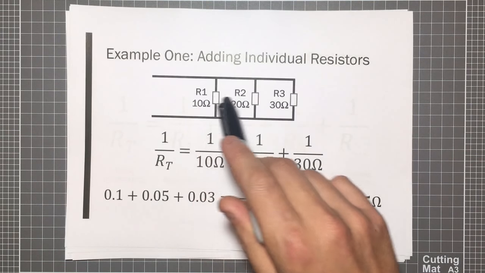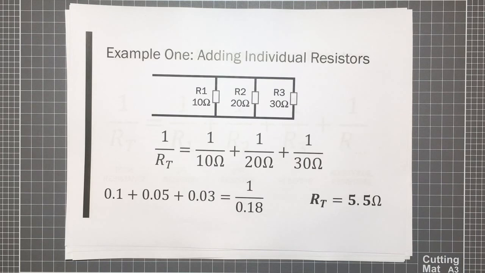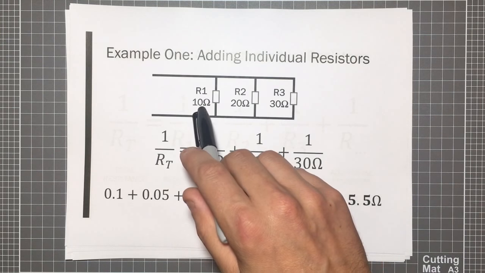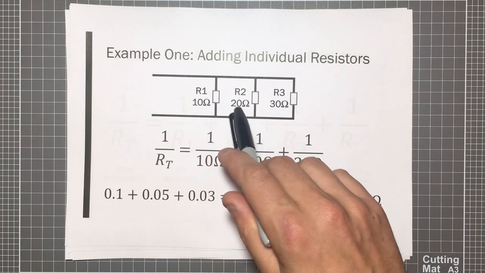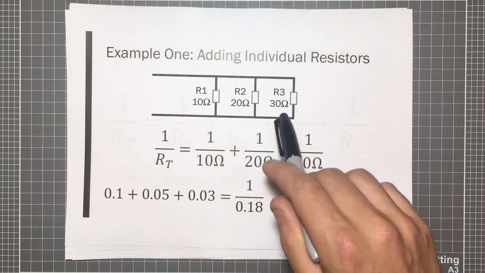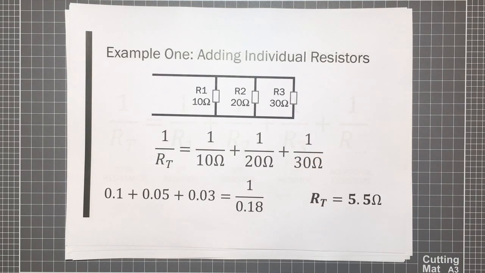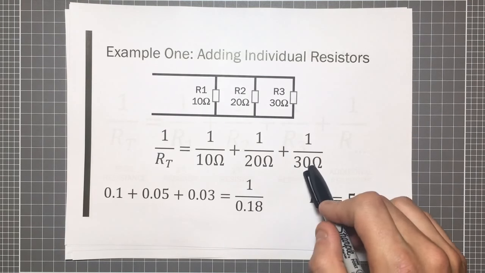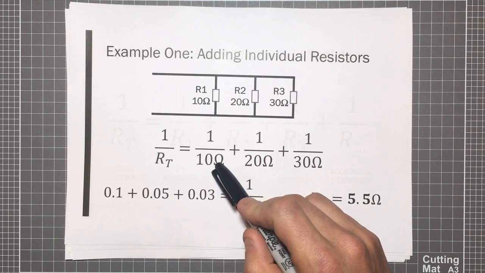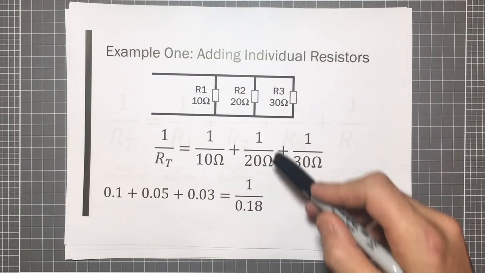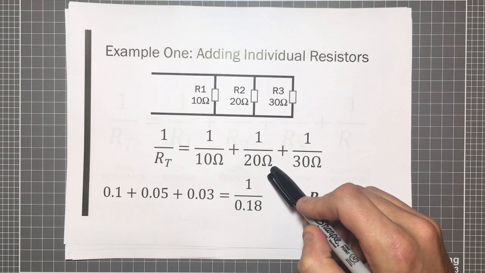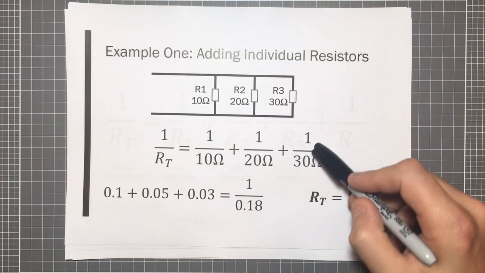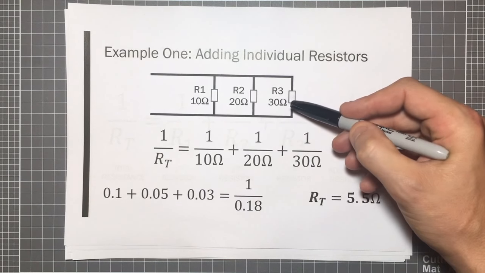Okay, so example number 1 here. We've got 3 resistors, 1, 2, 3. And inside of these resistors, we've got 10 ohms of resistance here for number 1, 20 ohms of resistance here for number 2, and 30 ohms of resistance here for number 3. So coming back to our previous formula, all we do is we bring those 3 values down into here. So we've got 1 over 10 ohms, which has come from our first resistor, 1 over 20 ohms, which has come from our second resistor up here, and 1 over 30 ohms, which has come from our third resistor here.